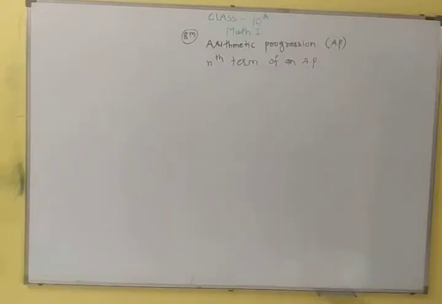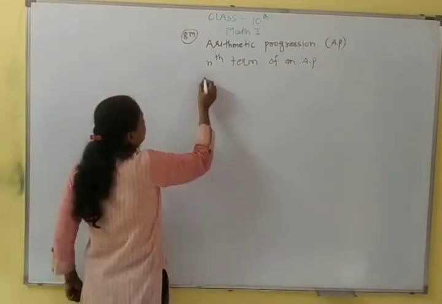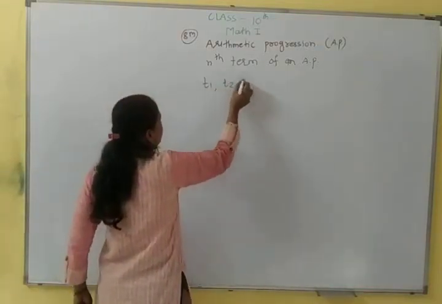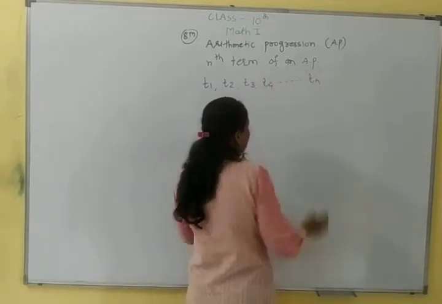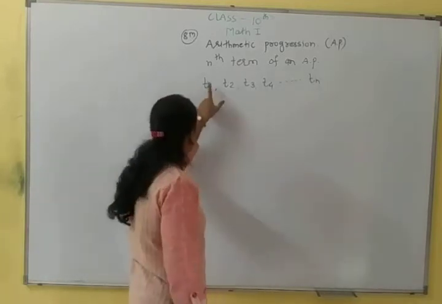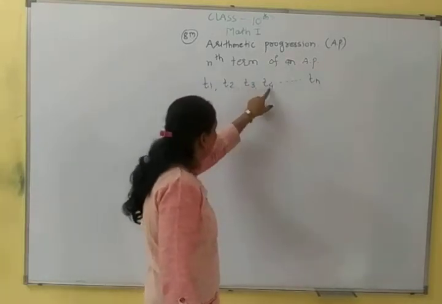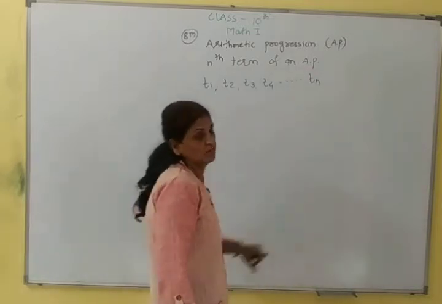Now, nth term of an AP. This is our next topic. Here, this is the sequence T1, T2, T3, T4 up to Tn. This is the last term, the nth term. First term, second term, third term, fourth term, and this is the nth term. So this is called Tn, means nth term, last term.